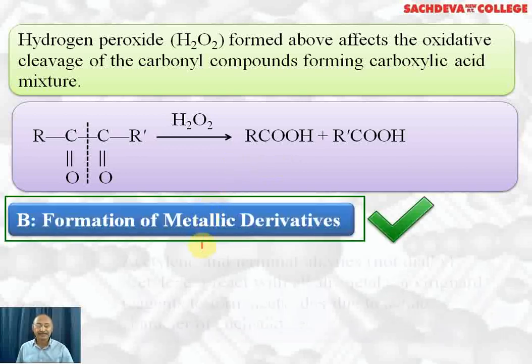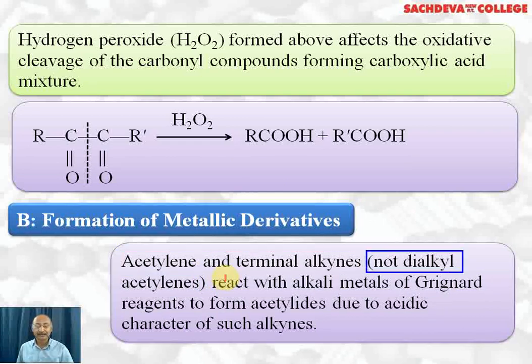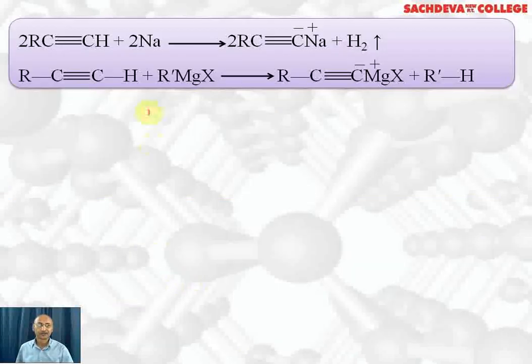Formation of metallic derivatives. Acetylene and terminal alkynes, not dialkyl acetylenes, react with alkali metals or Grignard reagents to form acetylides, due to the acidic character of such alkynes. That is, the H ion is readily replaceable. This is the example. We have got alkynes, and we are reacting with 2Na. So this hydrogen, which is acidic in nature, is replaced by Na and we get hydrogen gas.